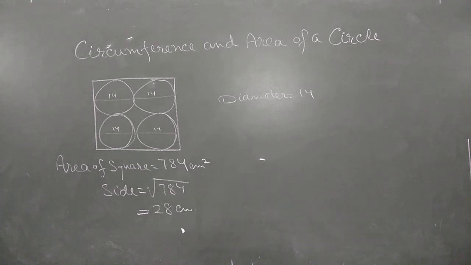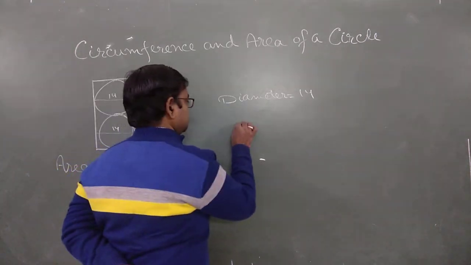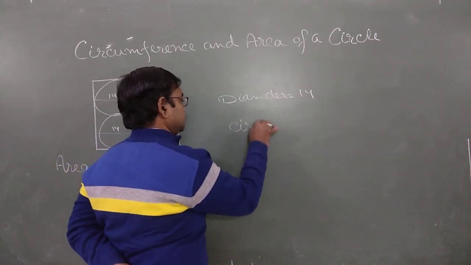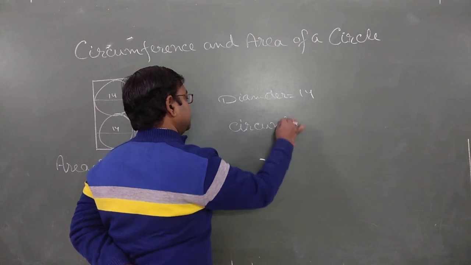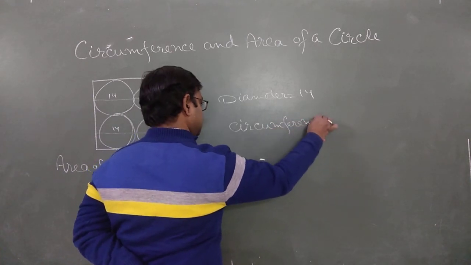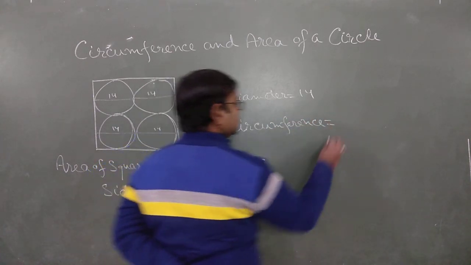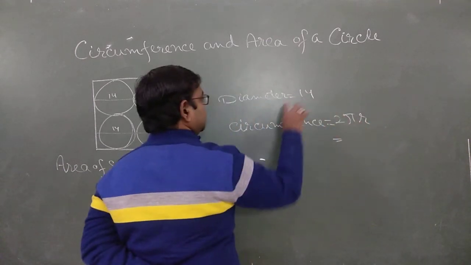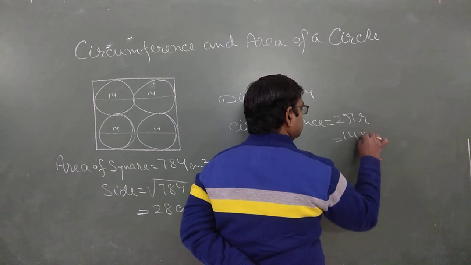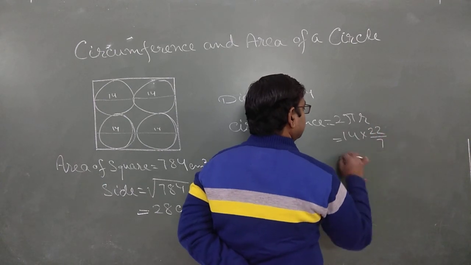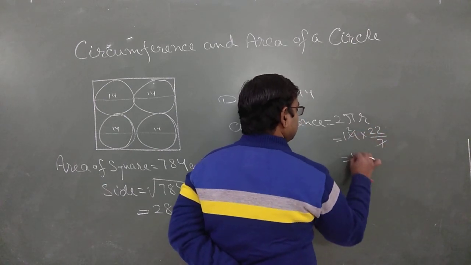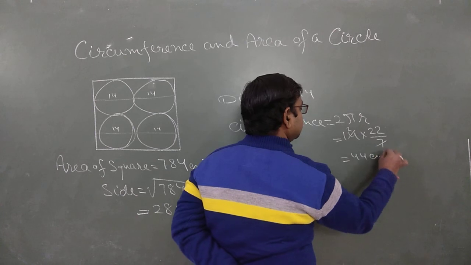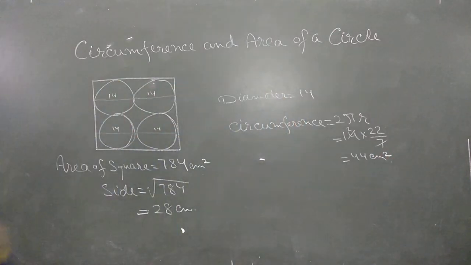Then the question says: what is the circumference of each circle? Circumference equals 2 pi r, where 2r is 14, into 22 upon 7, 44 centimeter. This is the answer.